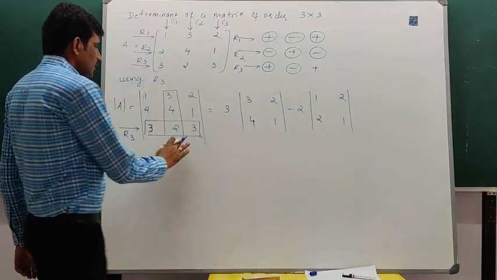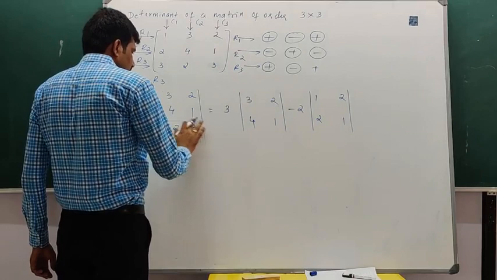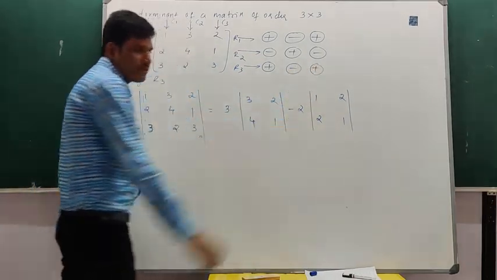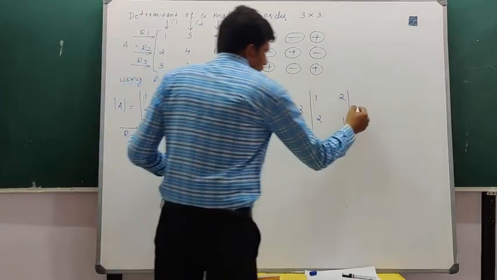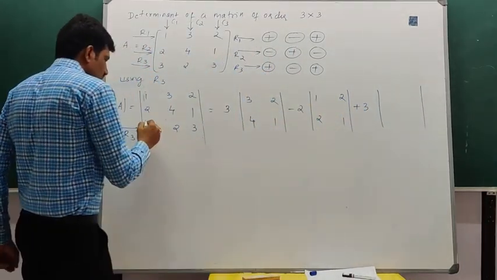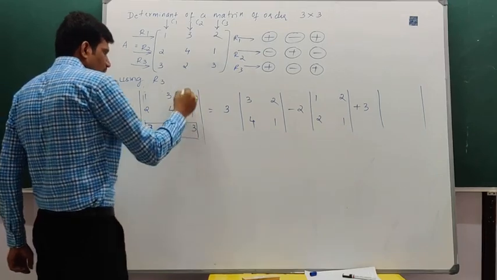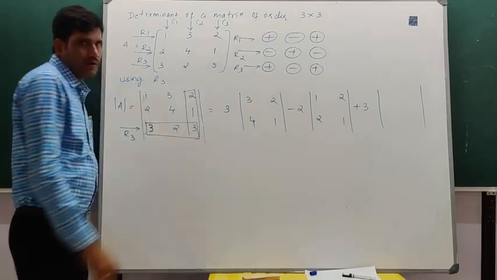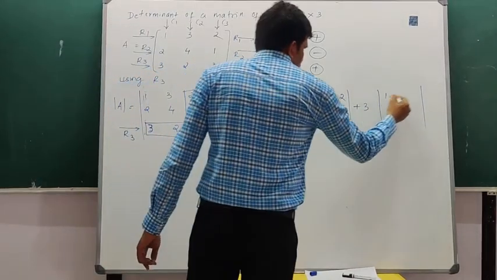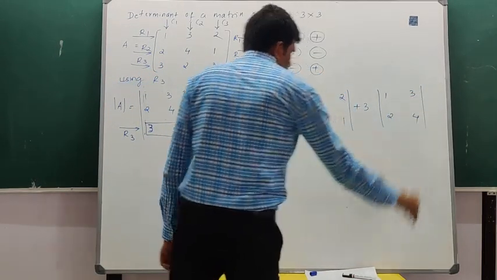So what is the third element in R3? That is 3. What is the sign of this 3? It is plus. So plus into plus is plus 3 into the determinant of. Where is this 3 present? This 3 is present in the third row and third column. What is left here? 1, 3, 2, 4. So that is 1, 3, 2, 4.